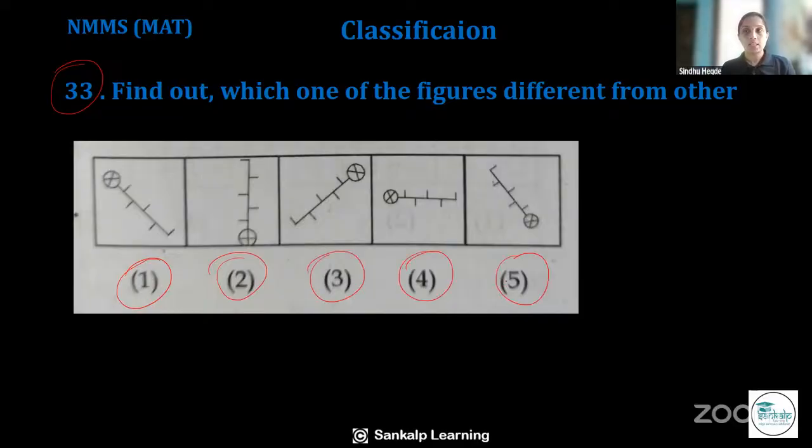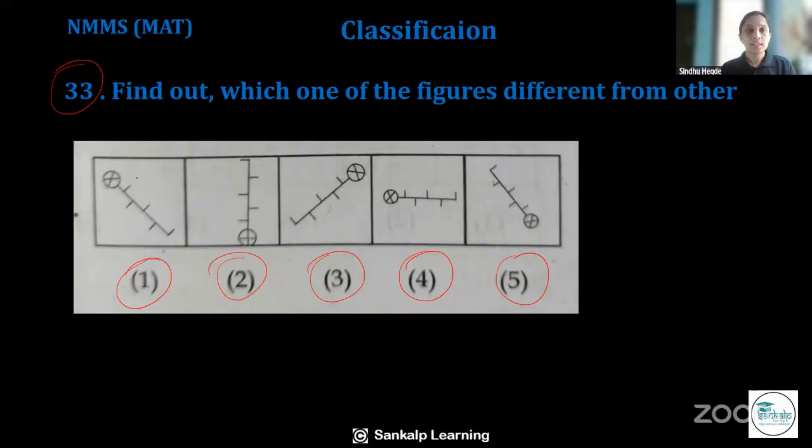All the images have the common pattern, that is one straight line. At the end of that line it contains one circle or round. Inside that it contains straight lines that cross each other. Okay, this is common to all images. We have to find the different figure on the basis of the direction of those crossing lines.